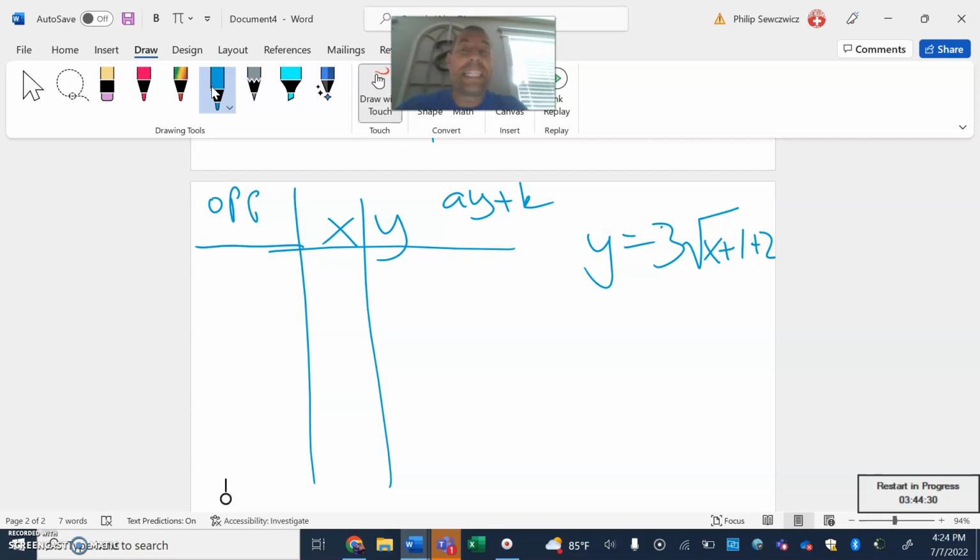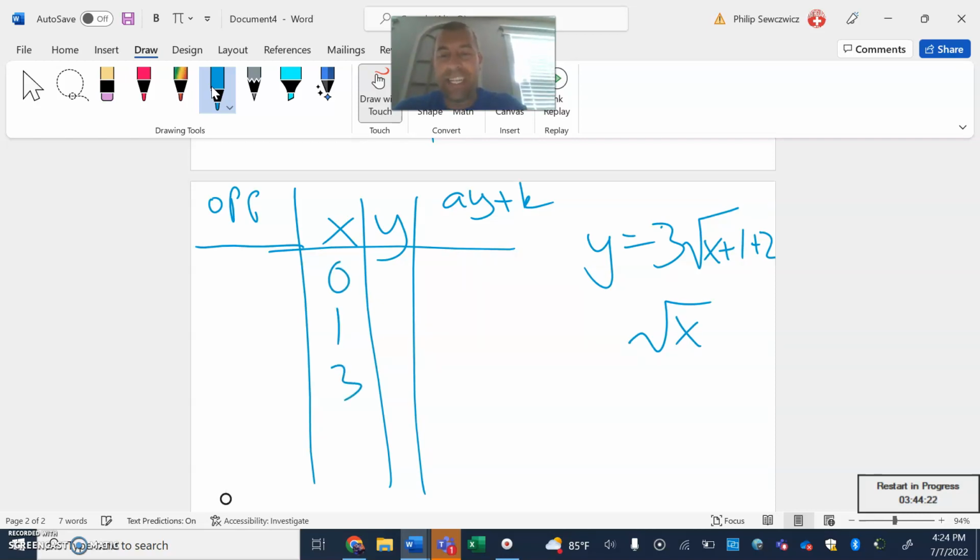So, same thing goes on order. Get the parent function going. We're just working off the square root of x. So 0, 1, 3, 9. Take the square roots of them: 0, 1, 2, and 3. And these are going to be automatics. We're always going to start here with those particular parent functions.